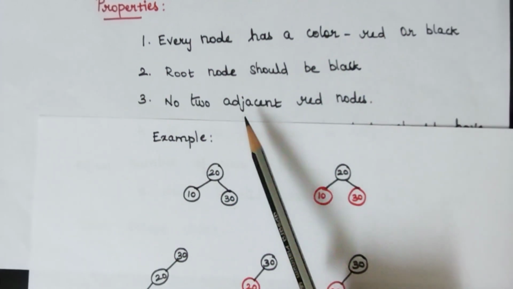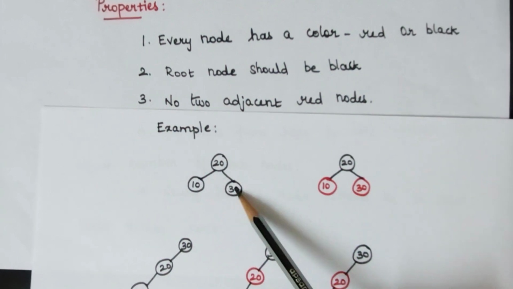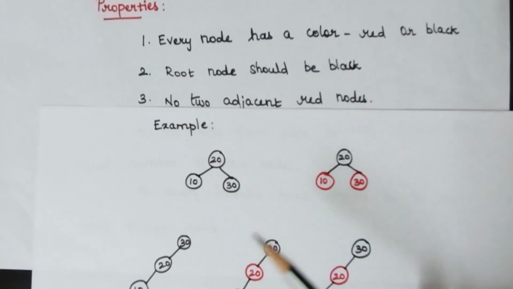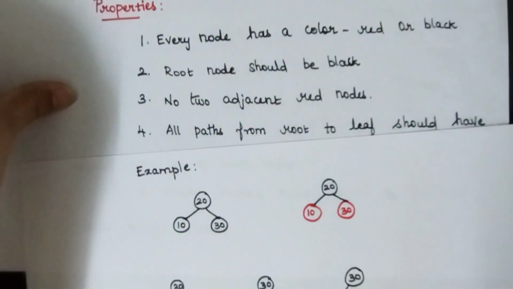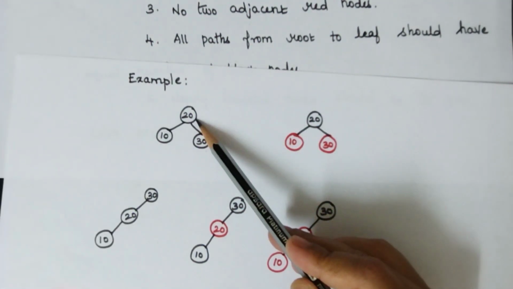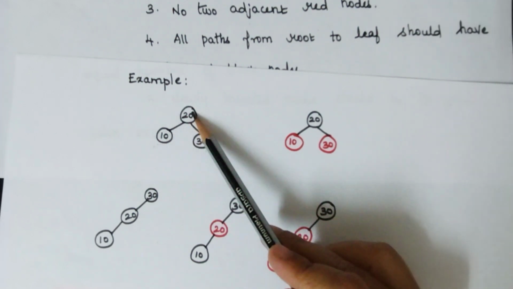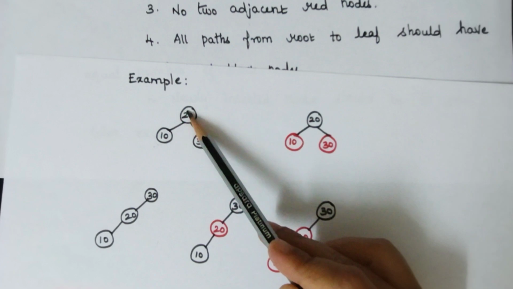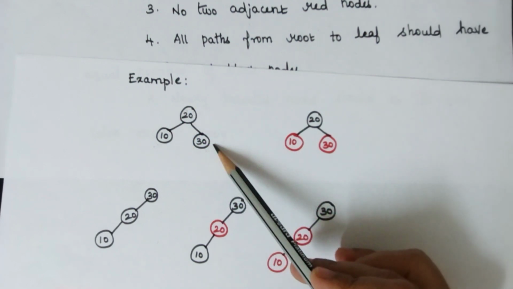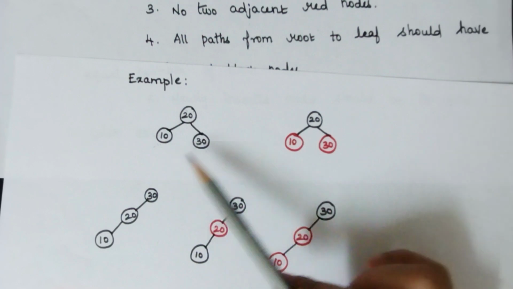And the third property is no two adjacent red nodes. In this tree, there are only black nodes, so there are no red nodes at all. So this is also fine. And what is the next property? All the paths from the root to leaf should have an equal number of black nodes. This is our root node, and these are the leaf nodes. If you take this path, there are 2 black nodes. In the same way, if you take this path, here also we have 2 black nodes. So from root to leaves, in all the paths, we have an equal number of black nodes.